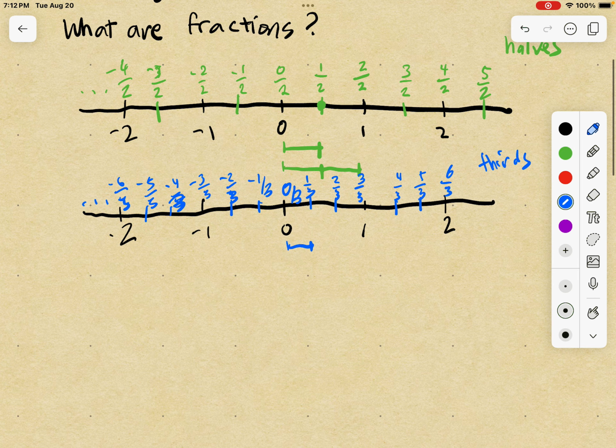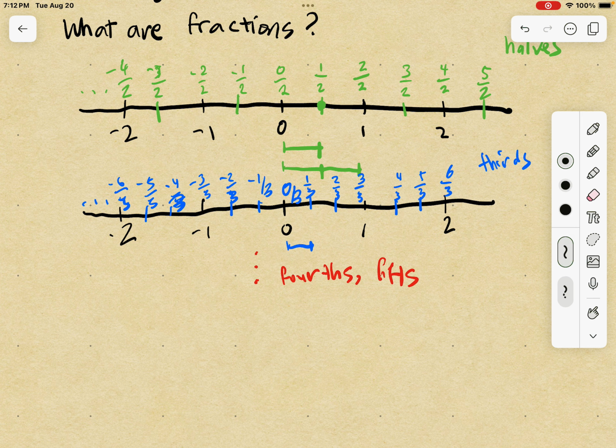And you can take the fourths and the fifths and the sixths, etc. So all the numbers obtained by this process, continue going fourths, fifths, sixths, etc. You take the segment from 0 to 1 and split it up into, say, n pieces of equal length, for some integer n, and then you do the same thing for all the different segments of length 1, and then those numbers that you get are called the fractions.